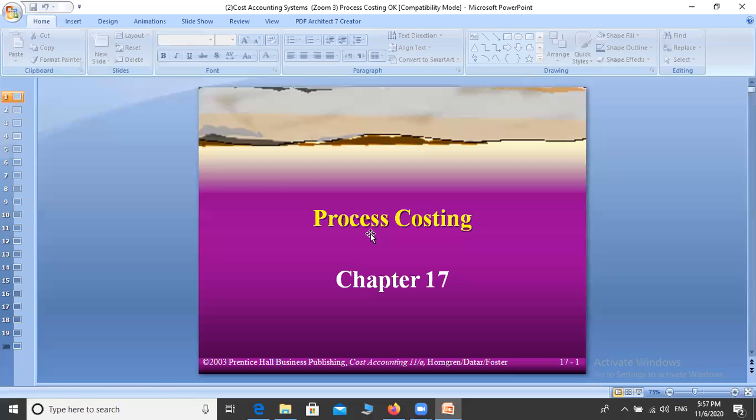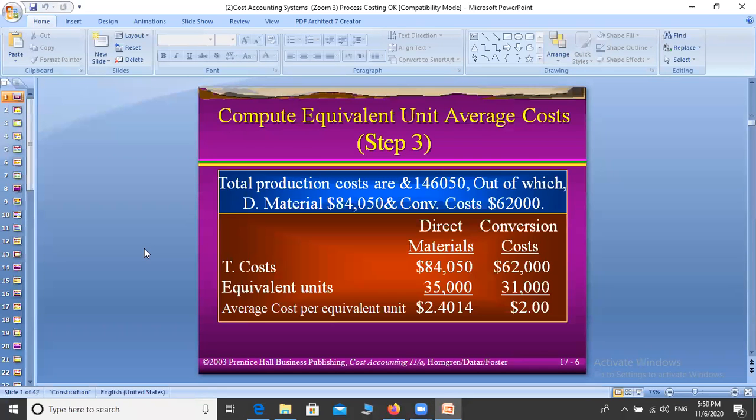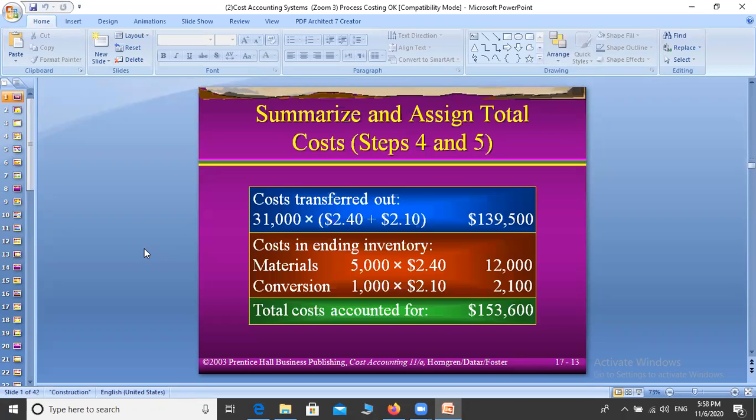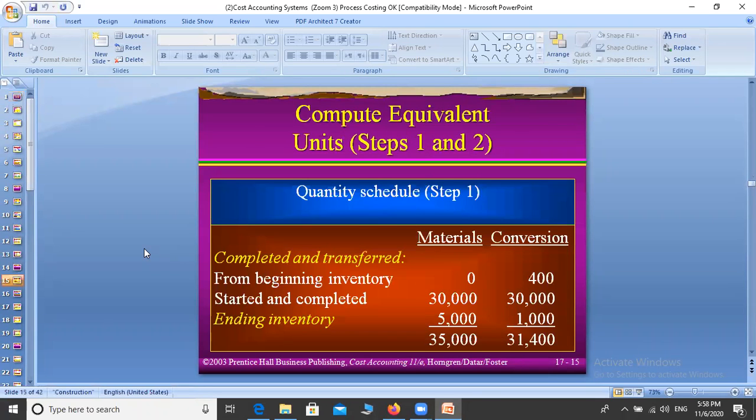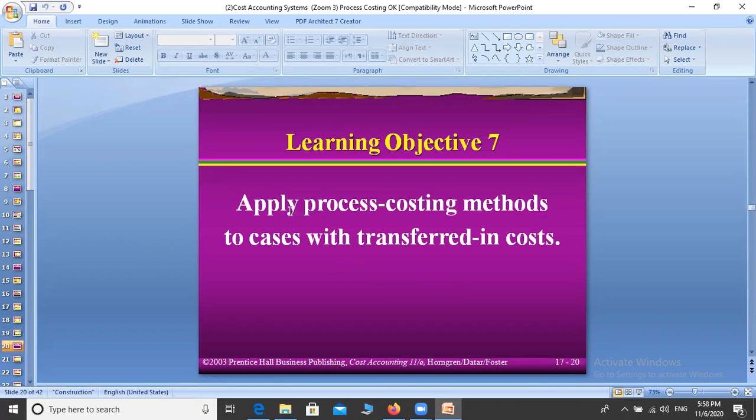The point of view of the previous process, and arriving to the next process, how to deal with it. This is, I think, slide 20. We will begin with it. Apply process costing methods to cases with transferred in costs.